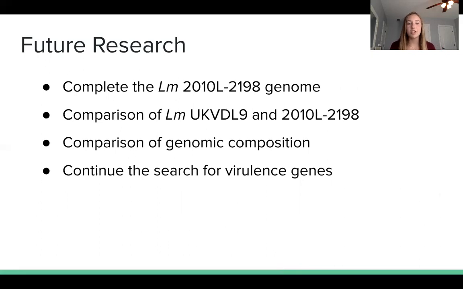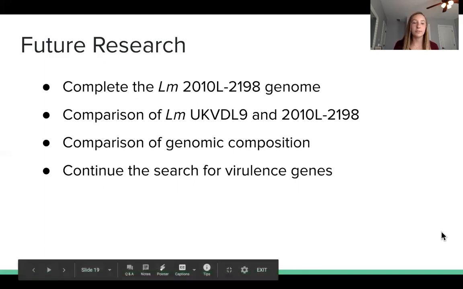For future research, I would like to complete the 2010L2198 genome and compare it to that of UKVDL9 just to see what are different and similar about them and what genes they may have in common. I would also like to perform a genomic comparison of the genomic composition of different lineages as well as non-neurotropic strains versus neurotropic strains to see, maybe point us in the direction of other virulence genes as well. And I would also like to continue the search for virulence genes in the future.